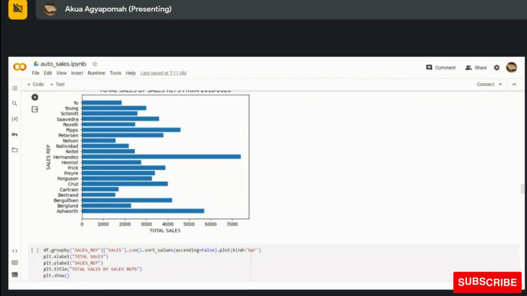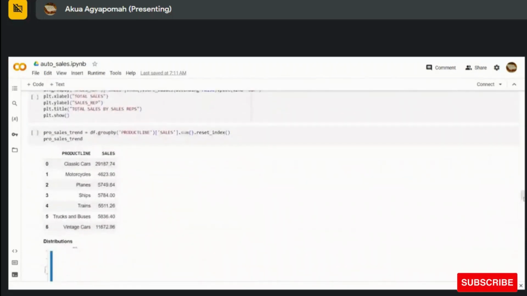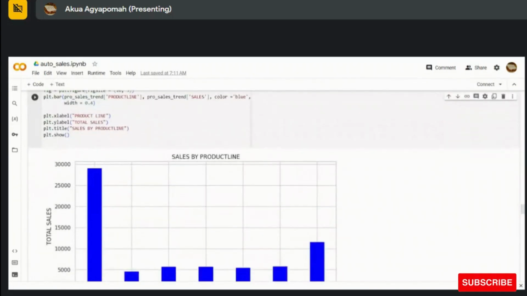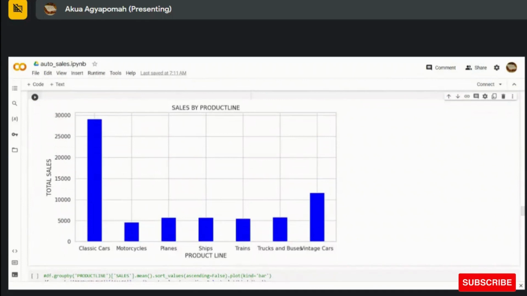But after plotting this bar graph, it has been revealed that Hernandez is actually the person who had the highest total sales for the year. Okay, so that is it for the total sales by each sales rep. And then I did some sales by product line.